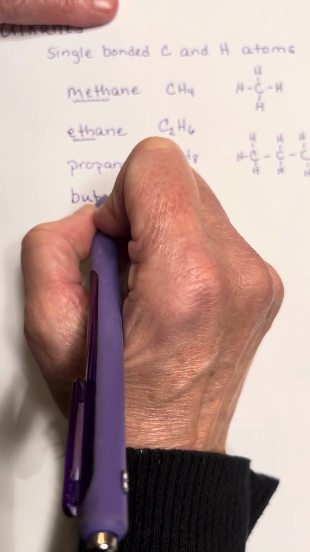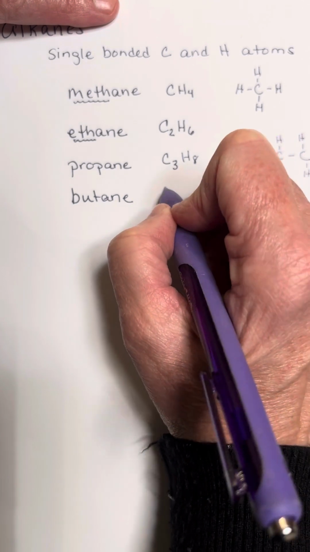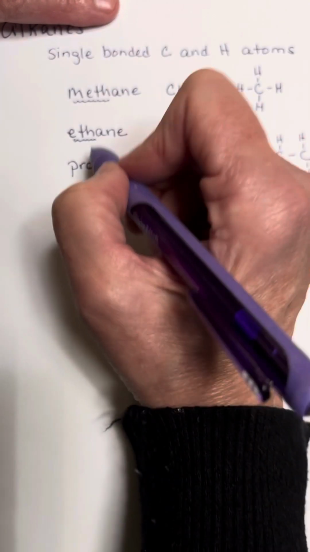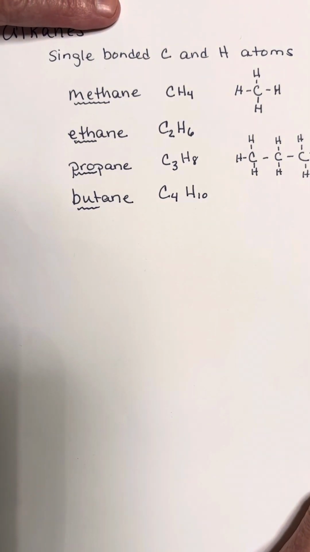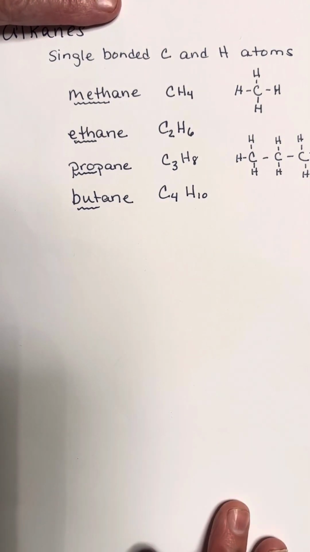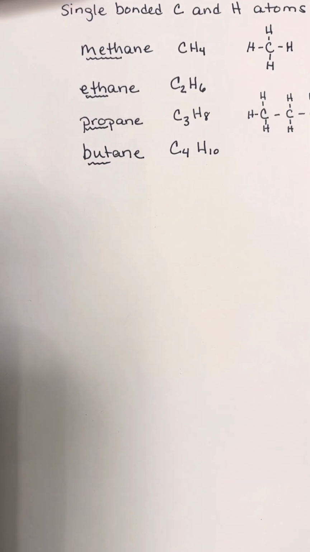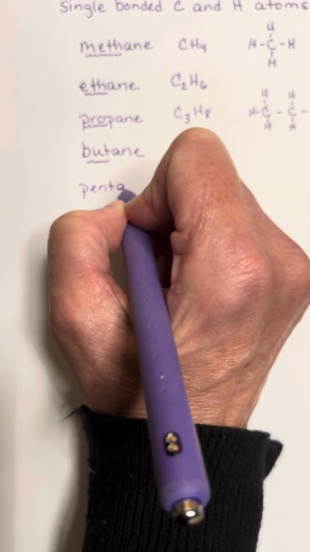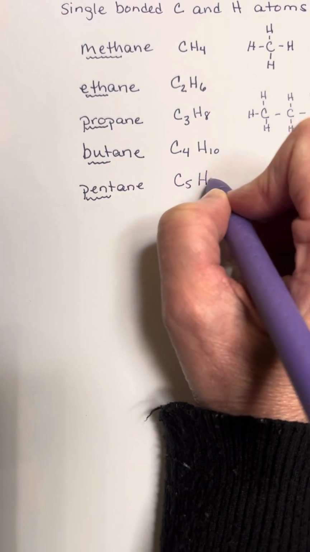Butane is the 4th alkane in our series, C4H10. Now, if you can remember meth, eth, propane, and butane, the rest of them get easier. We're going to learn the first 10 in the series. The rest of them are easier because they use the same Greek prefixes that we've used for covalent bonding. So, pentane, pent means 5, so C5H12.